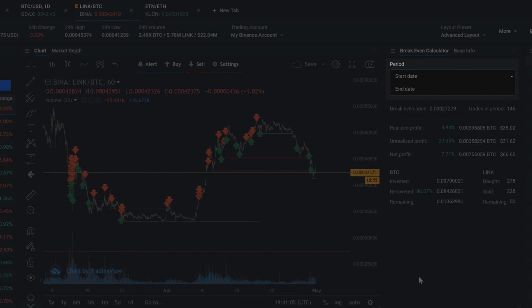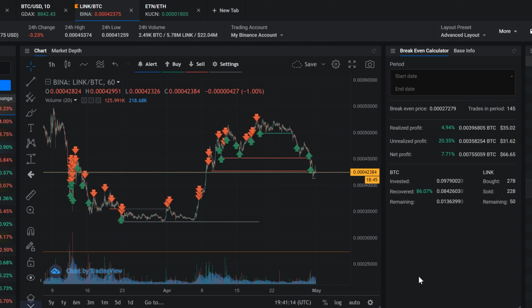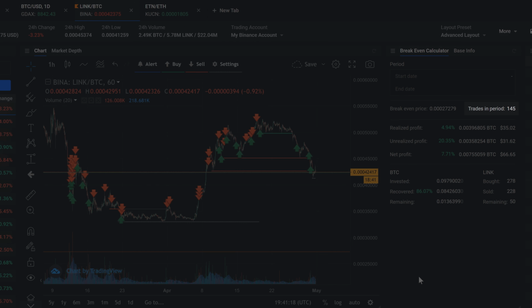The period section allows you to specify a period for calculation if you don't want to include some old or new trades. Just pick start and end dates to see the result. Break-even price indicates the price where there is neither loss nor profit. You can also see this level represented by the orange line on the chart to better visualize your progress and understand your next steps. Trades in period shows how many trades were found within the selected time period.